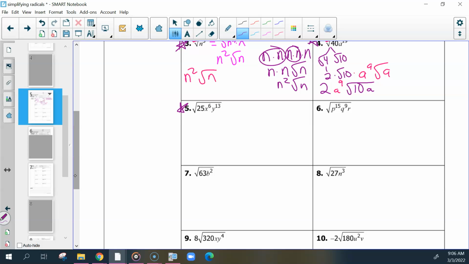All right, let's do number 5. 25, is that a perfect square? Yes. So that's going to be 5. No need to simplify that more. 6 can be divided by 2. So that would be 3, x to the 3rd. And then, if we're using the last method, 2 goes into 13 how many times? 6 times. So y to the 6, with how many left over? 1.